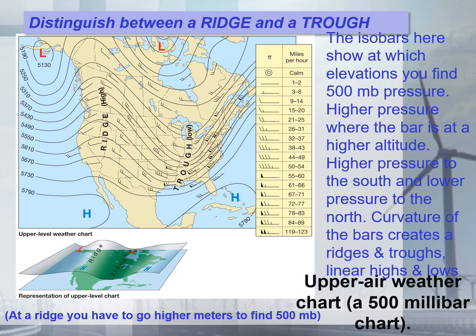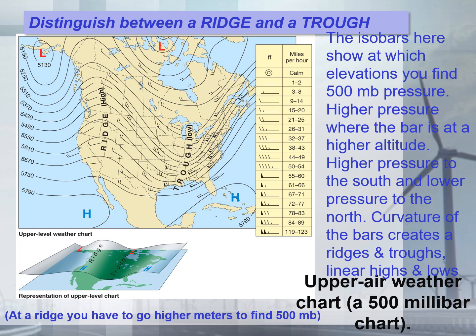So, distinguishing between a ridge and a trough. This image here is actually very useful. So you see there are some isobars, and these are at higher levels, at higher altitudes in the troposphere, we would say. And of course you see those weird hockey stick things, those wind symbols, giving you an idea of the wind speed and the wind direction.